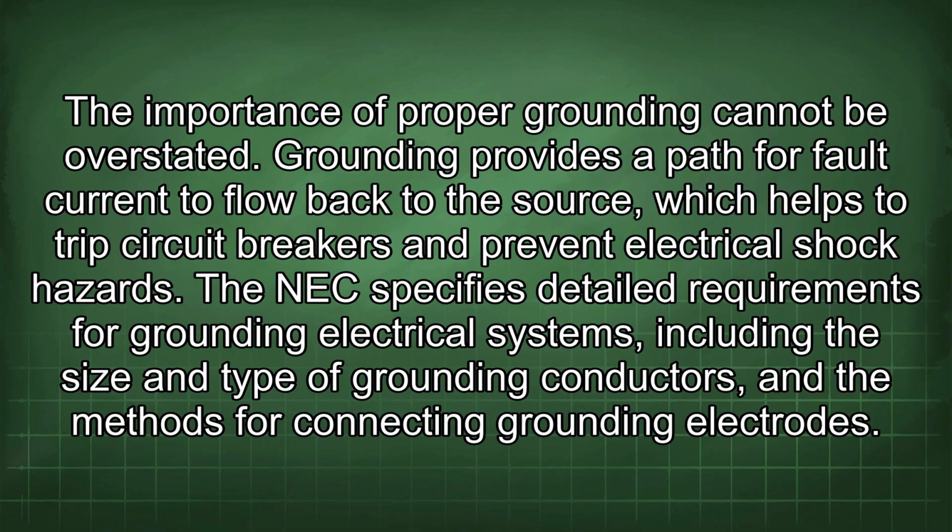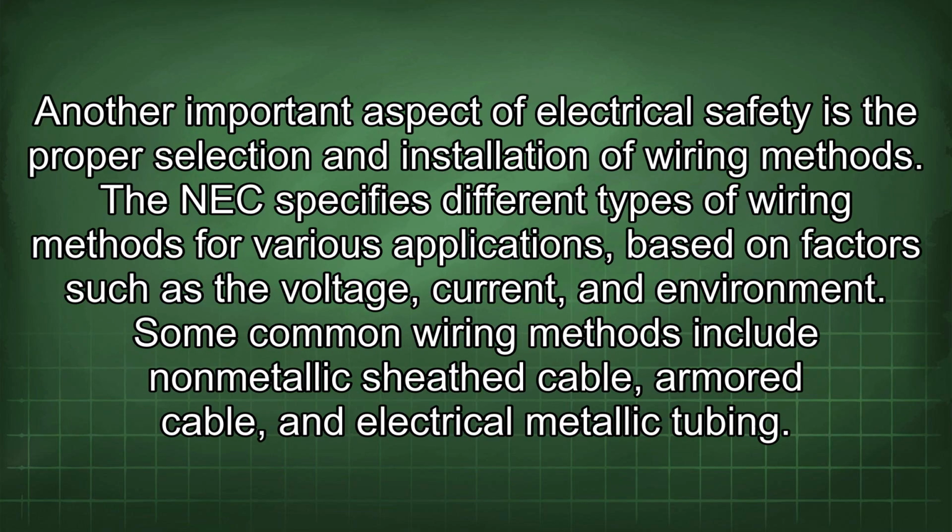Grounding provides a path for fault current to flow back to the source, which helps to trip circuit breakers and prevent electrical shock hazards. The NEC specifies detailed requirements for grounding electrical systems, including the size and type of grounding conductors, and the methods for connecting grounding electrodes. Another important aspect of electrical safety is the proper selection and installation of wiring methods.